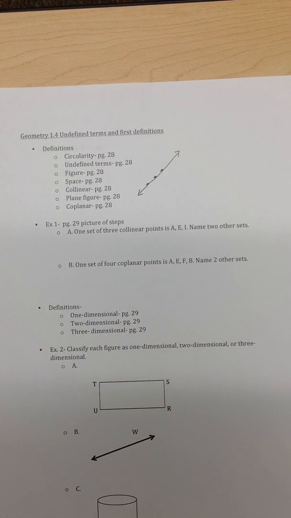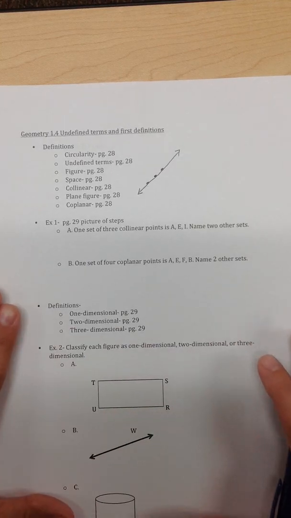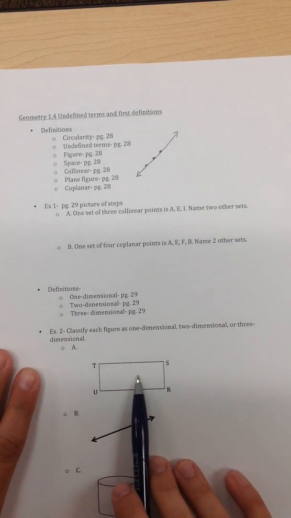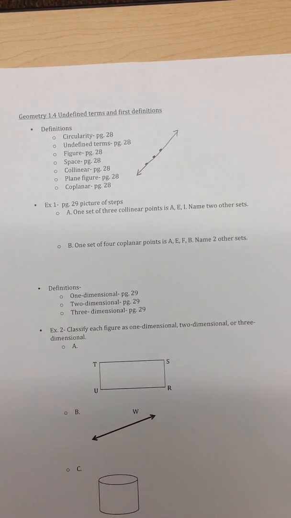So a plane figure is basically something that would be all on that same flat surface. Like if this piece of paper was our plane, this picture here of the rectangle would be a plane figure because it's all entirely on that plane.